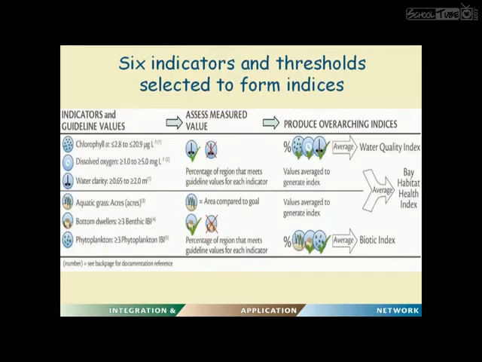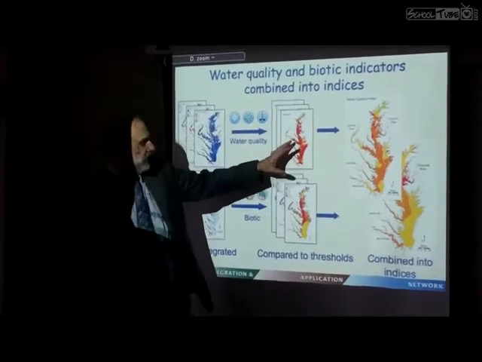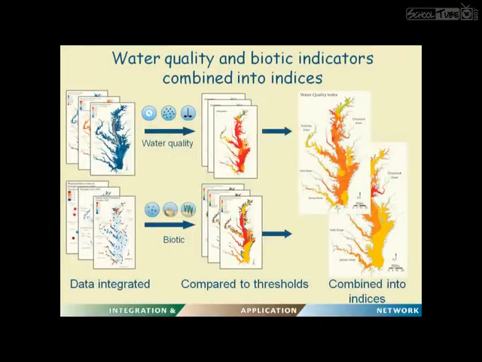Graphically, it looks something like this. We get these maps of data collected monthly from 160 some sites around the bay for the three water quality parameters, and then mapping for the grasses that we do with aerial photography and ground truthing, and then a separate set of mapping and sampling exercises for the benthic and phytoplankton indicators. We combine this into threshold comparison and generate these combined indices. And then from these indices, we generate a report card ranking.